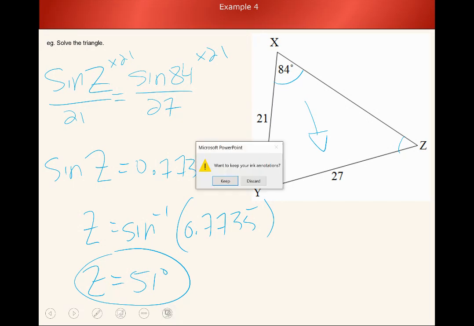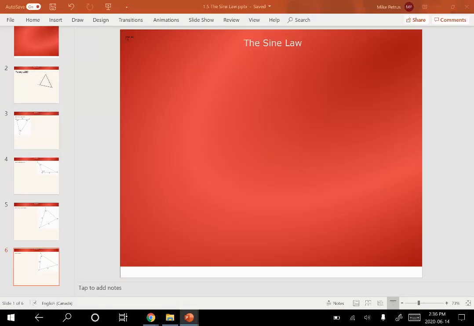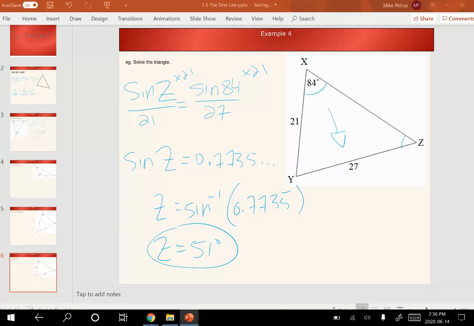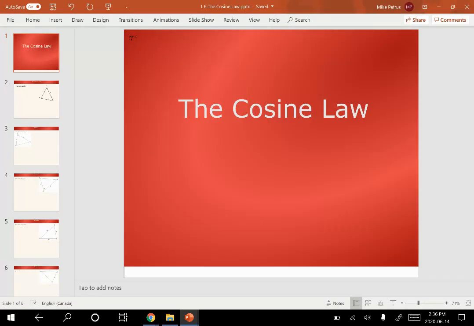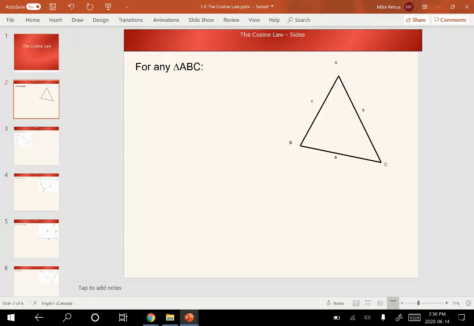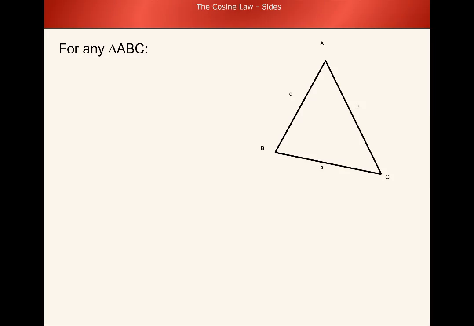All right, so let's keep those annotations because you never know when they might come in handy. That was the end of that PowerPoint anyways. And let's move over to the cosine law. The cosine law. Open that up. And same idea, triangle ABC, sides ABC. And the cosine law goes like this. It'll remind you of Pythagorean theorem.